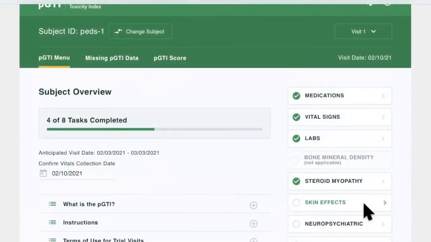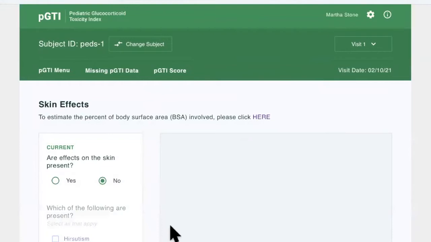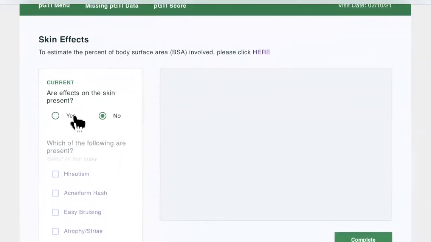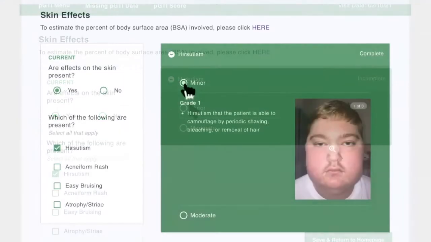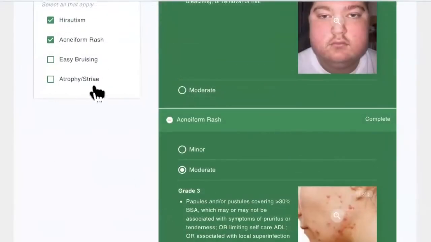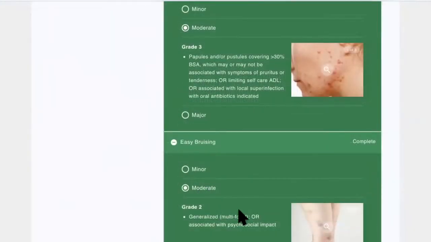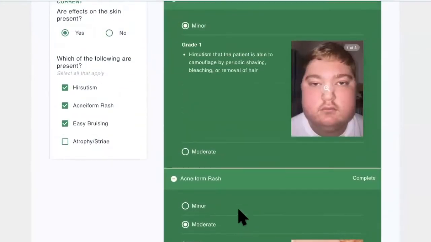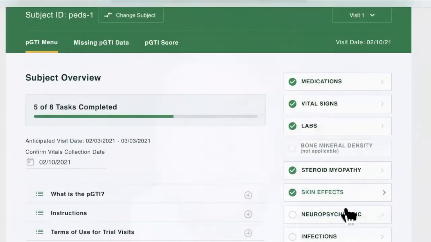So now we move to the cutaneous manifestations of steroid toxicity. And not surprisingly, since the patient has been on steroids for 2 years, she does have some baseline skin effects of steroids. She has minor hirsutism and moderate acne and moderate easy bruising. And note that there are pictures of all of these different skin effects in the digital platform.